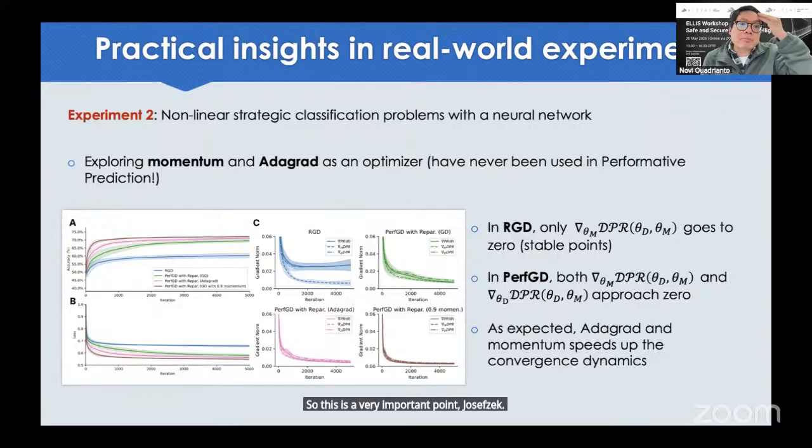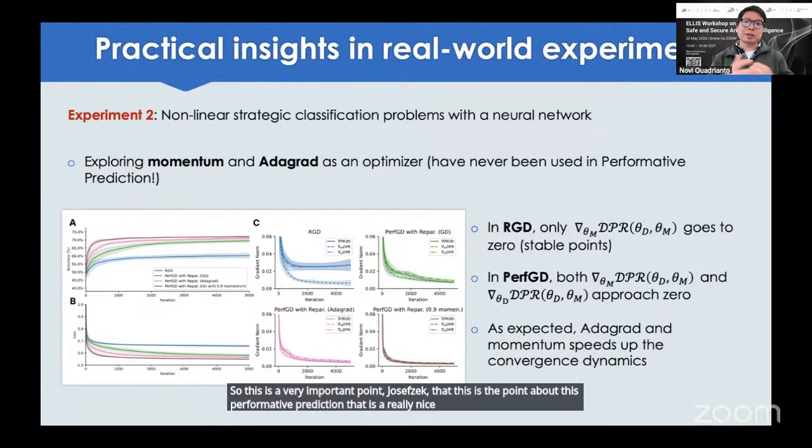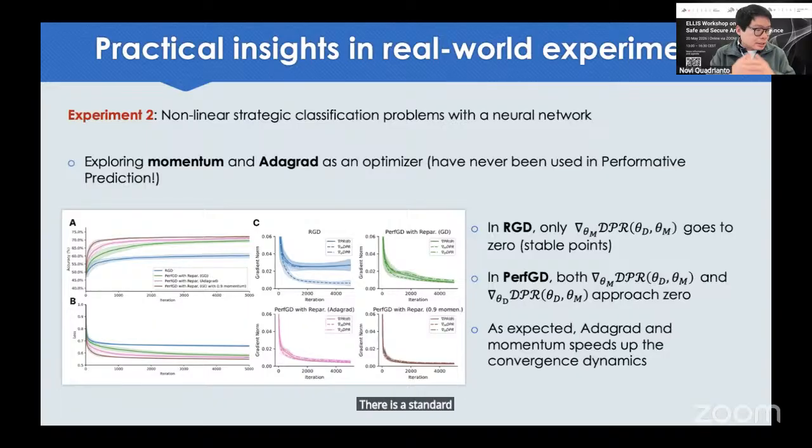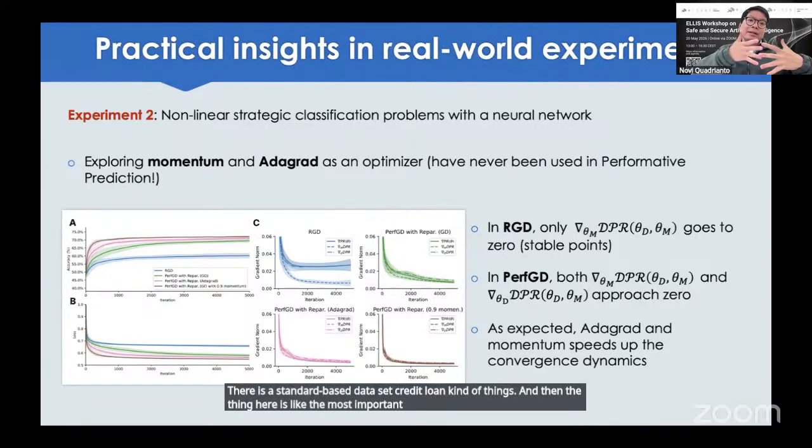This is the point about performative prediction. It is a really nice technical framework, but in terms of the evaluation, it's very difficult because you need to have the base data set. There is a standard base data set, credit loan kind of things. And the most important thing is you define the distribution map that you think will be changing that particular data.